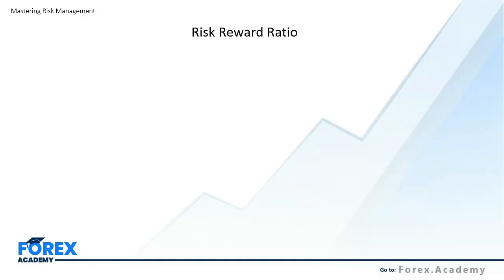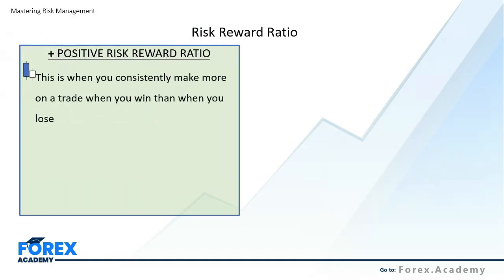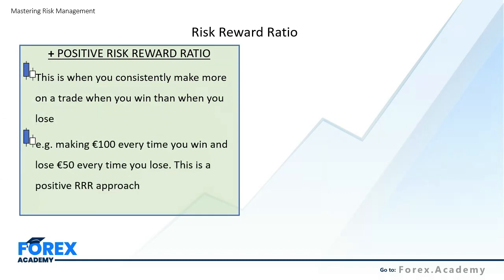Now, moving on to risk-reward ratios. There are two major types of risk-reward ratios. The first one is positive risk-reward ratio. This is when a trader makes consistently more money on a trade when they win than when they lose. Let me give you a little example of this.